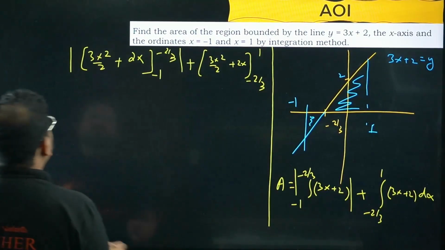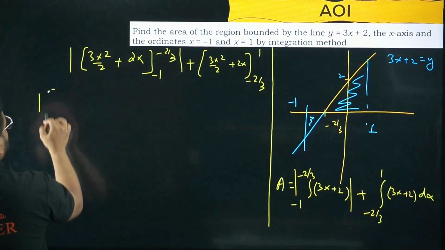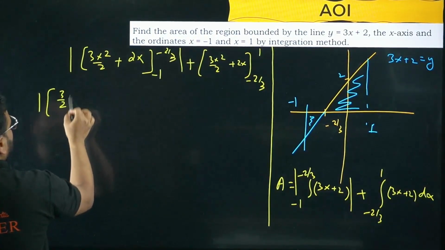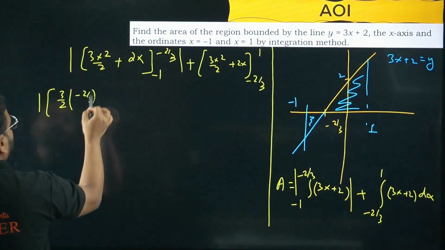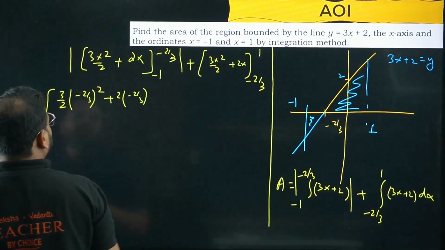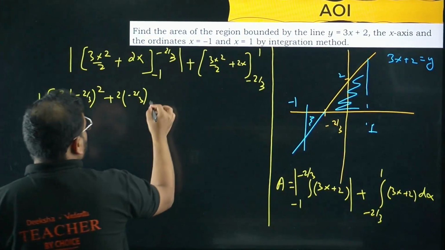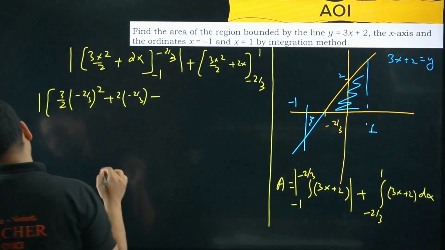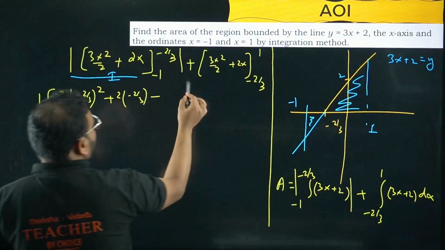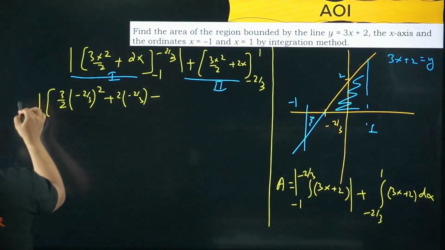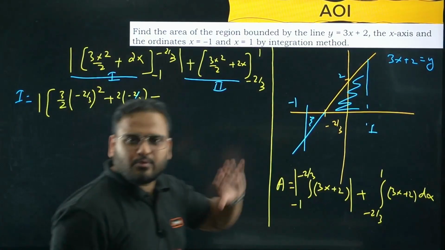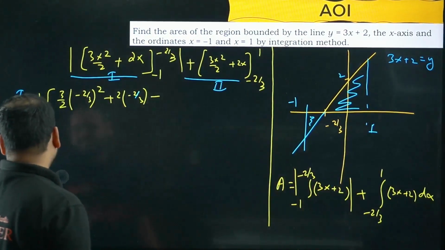So now substitute the values. What I'm getting now, have a look, the upper limit you put here first: 3 by 2 times of minus 2 by 3 whole square plus 2 times minus 2 by 3. And I have my lower limit, so the minus sign I'll put here. Let me just do it individually, it'll be easier for us. Write this as part 1 and this as part 2. I'll solve for only part 1 first. Simple, now just doing one by one to avoid mistakes in calculation.